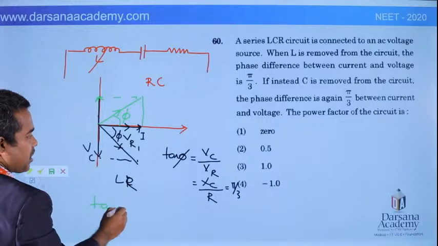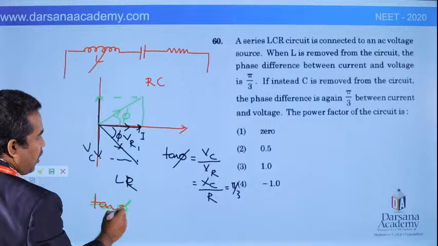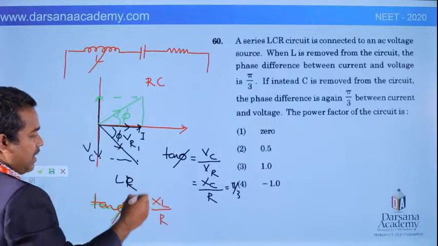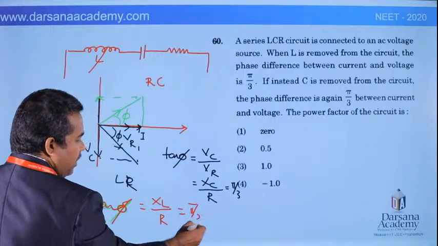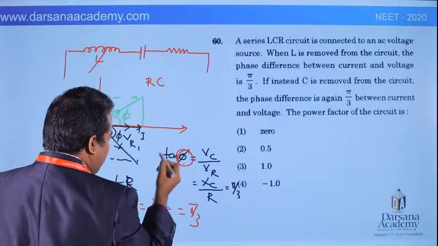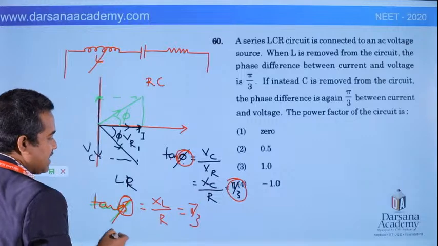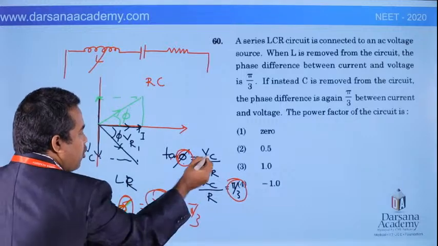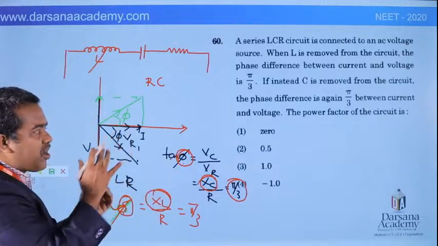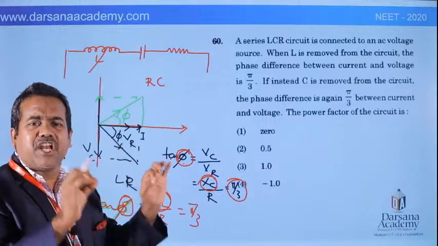There also, tan phi takes the value XL divided by R. Again that value is pi by 3. That means the angle is the same, since a pi by 3 angle is given. That means XL should be equal to XC. That means it is under resonance. It becomes a purely resistive network.